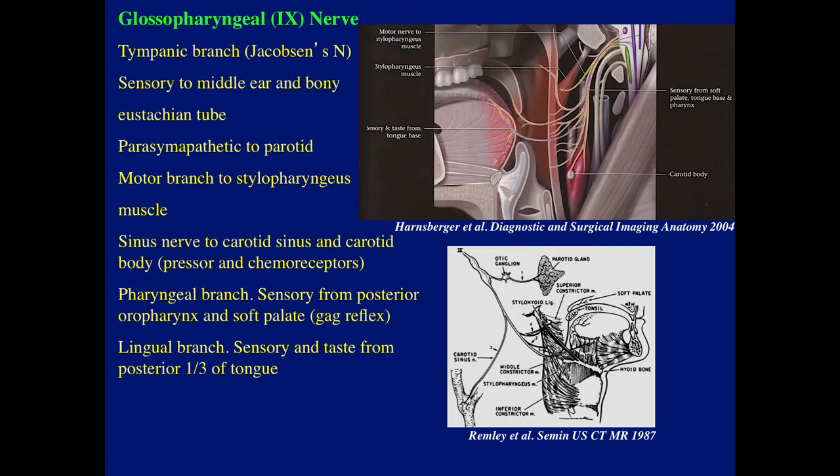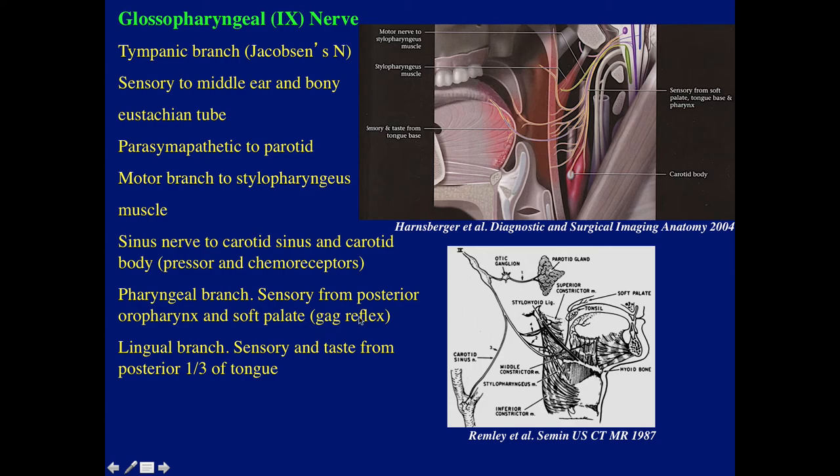Now let's talk a little about these nerves. The glossopharyngeal nerve is incredibly complicated. It has all kinds of branches: the tympanic branch, the Jacobson's nerve, the sensory to the middle ear and the bony eustachian tube, the parasympathetic fibers to the parotid through the otic ganglion, as we can see here. There are motor branches to the stylopharyngeus muscle. Then there's a sinus nerve that goes to the carotid sinus and the carotid body.